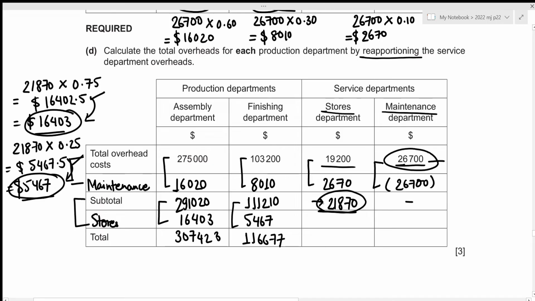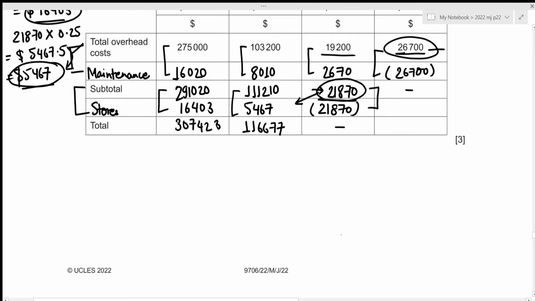So since we reapportion the value of the total for storage departments in our production departments, we need to subtract the same amount. So that's 21,870 in a bracket, indicating that this needs to be subtracted. Now this gives the total for the storage department to be 21,870 minus 21,870, which results in 0. Okay, so this concludes the fourth part of this question. Now we can move towards the fifth one.